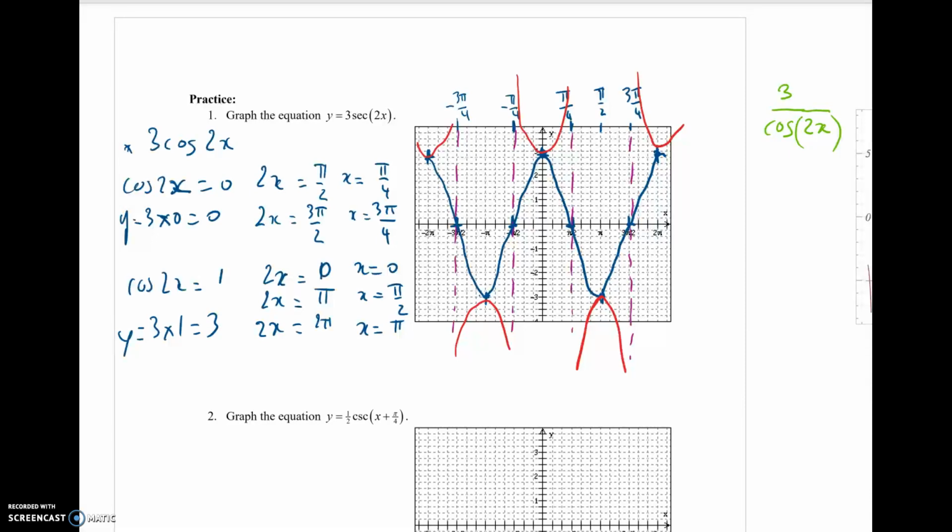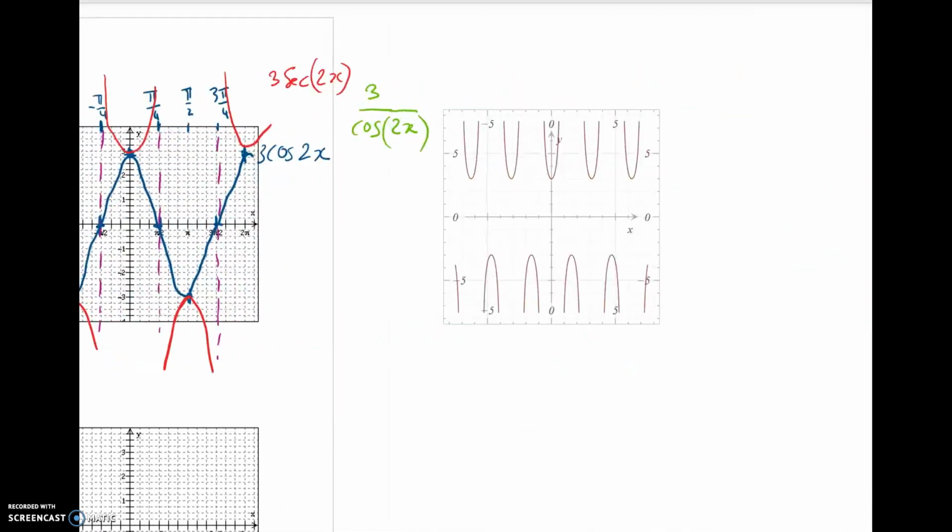We're doing exactly the same thing to find the value of the angle that would make the cosine of the angle 2x equal 1. Each of these values are defined first for y equals 0 and the other one for y equals 3. So in blue, I have 3 cosine 2x, and in red, I have the reciprocal, 3 sec of 2x, which is 3 over cosine 2x. And when I use the calculator, I'm supposed to find this, which is exactly the same thing that I found.